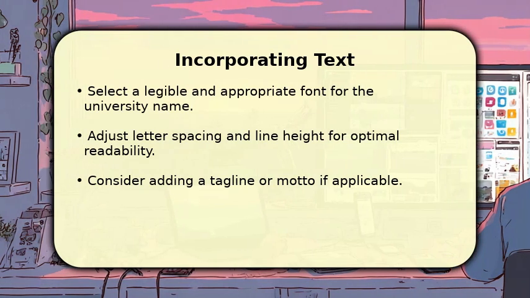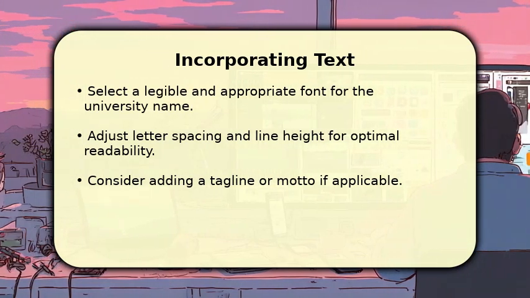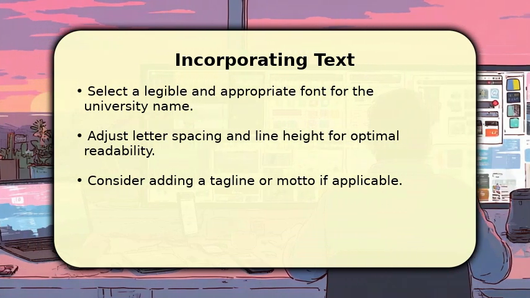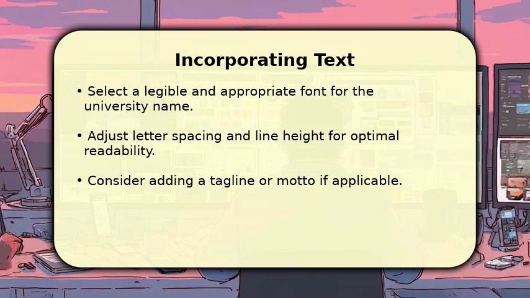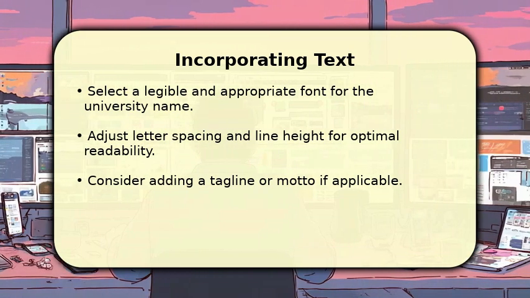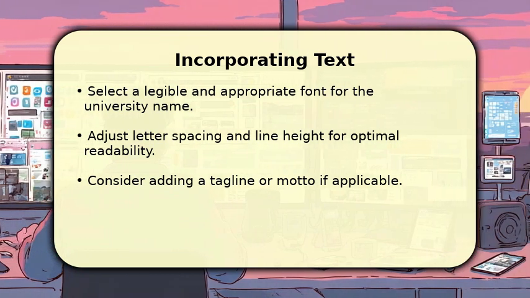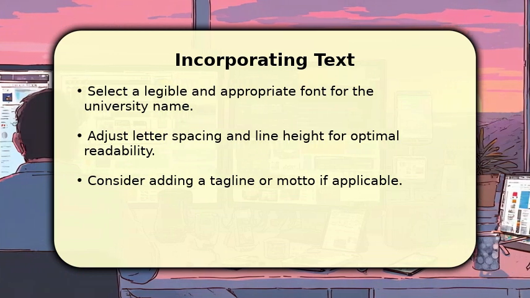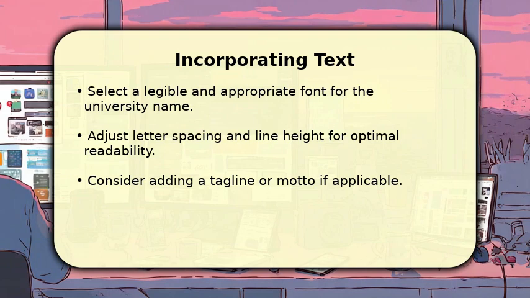Now, let's integrate the university's name into your logo design. Choosing the right font is paramount. It should be professional, legible, and reflect the institution's character. Pay close attention to the letter spacing, also known as kerning, and line height to ensure the text is easy to read at all sizes. You might also consider adding a concise tagline or motto beneath the main name to further convey the university's mission. This typographic element adds crucial context to your visual emblem.